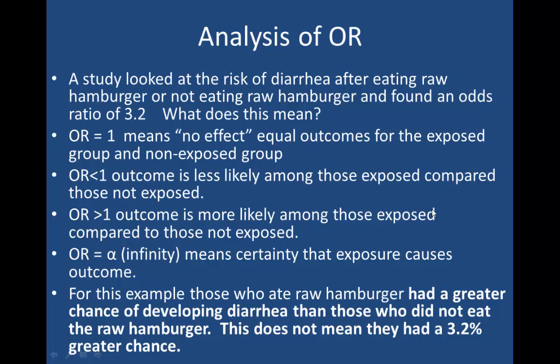The larger the number greater than 1, the more likely it is that the outcome will occur if they were exposed. The closer that number is to 1, the lower the likelihood that there will be that outcome. If the number is less than 1, there is a lower likelihood. And if the number is 1, there are equal results.